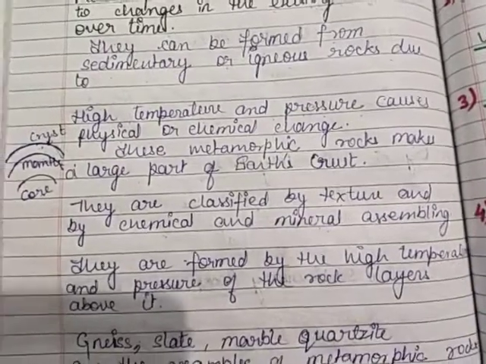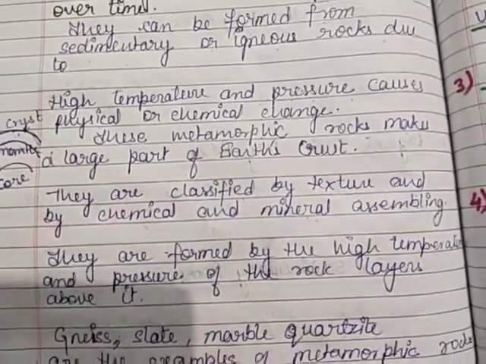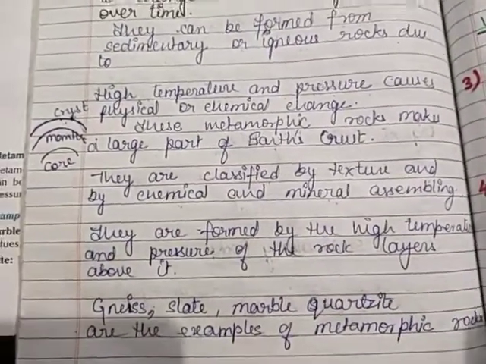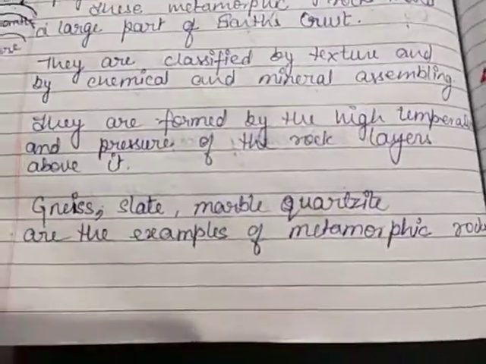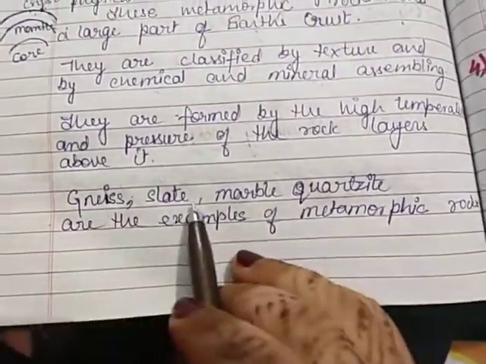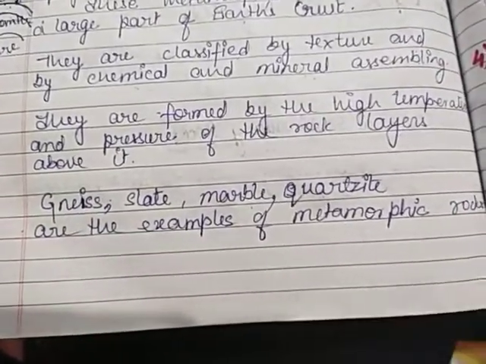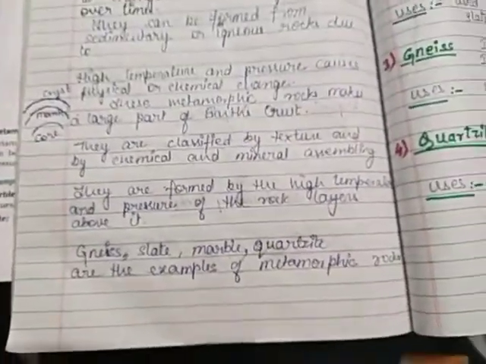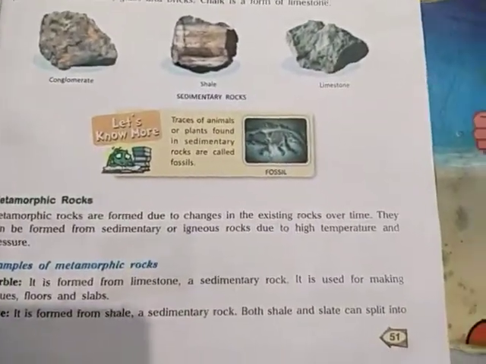Now the next thing is, we can categorize our metamorphic rocks on the basis of their chemical and mineral assemblages. Some examples of metamorphic rocks are gneiss, slate, marble, and quartzite. Children, now I will show you the picture of the metamorphic rocks.